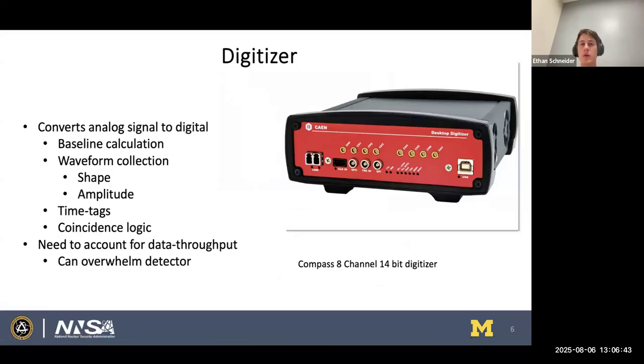So now that we have our scintillator, which produces light, and this light is converted into a signal, we now need some kind of equipment to process this information. This is done through a digitizer, which will convert this analog pulse in our cables into information. The digitizer has a number of uses here, where it does baseline calculation. Whenever you have your pulse, you have a constant background. It'll have an idea of what the actual baseline of your voltage is.